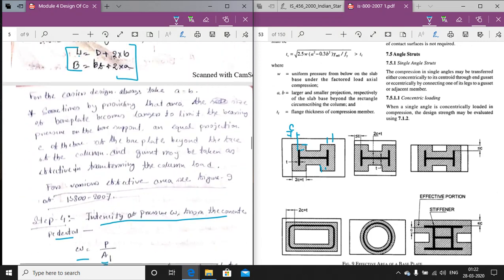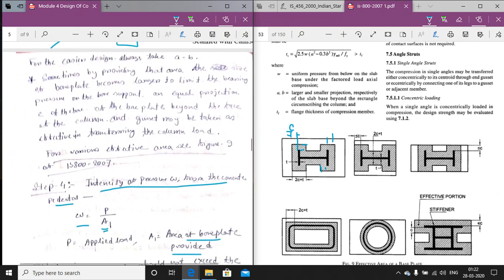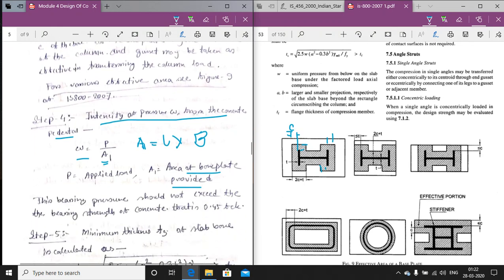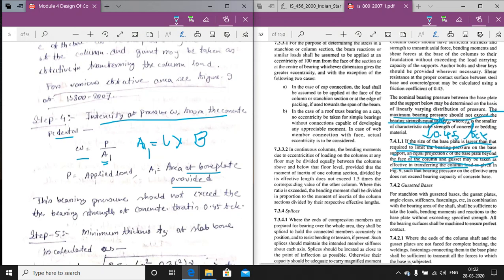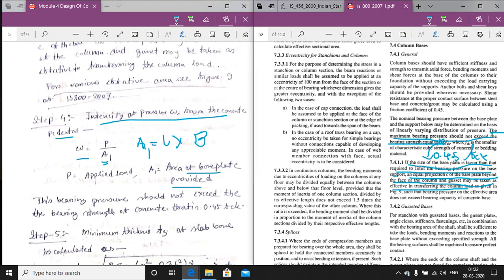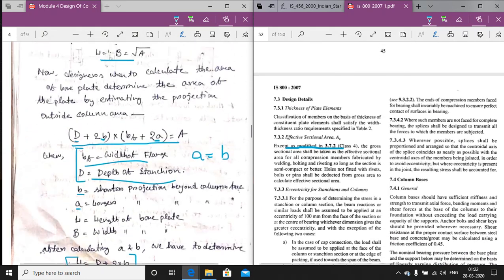Here we will use the value. This will be A1. So A1 will be equal to L into B, that we have calculated here. So L into B will be the value of A1, the area that we have provided. So P by A1 will be the bearing pressure. The maximum bearing pressure should not exceed the bearing strength, which is equal to 0.45 FCK. We have determined the bearing strength here.